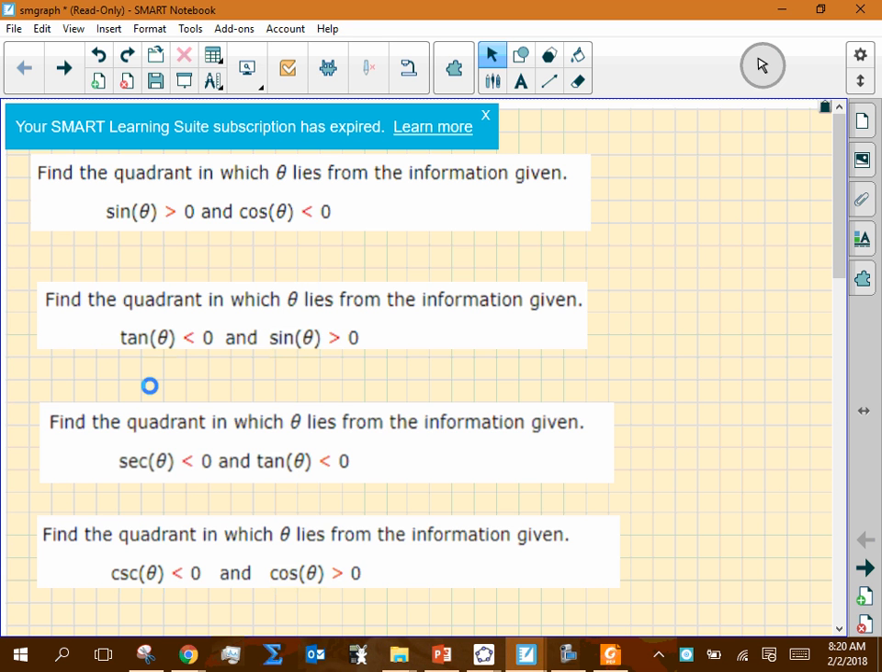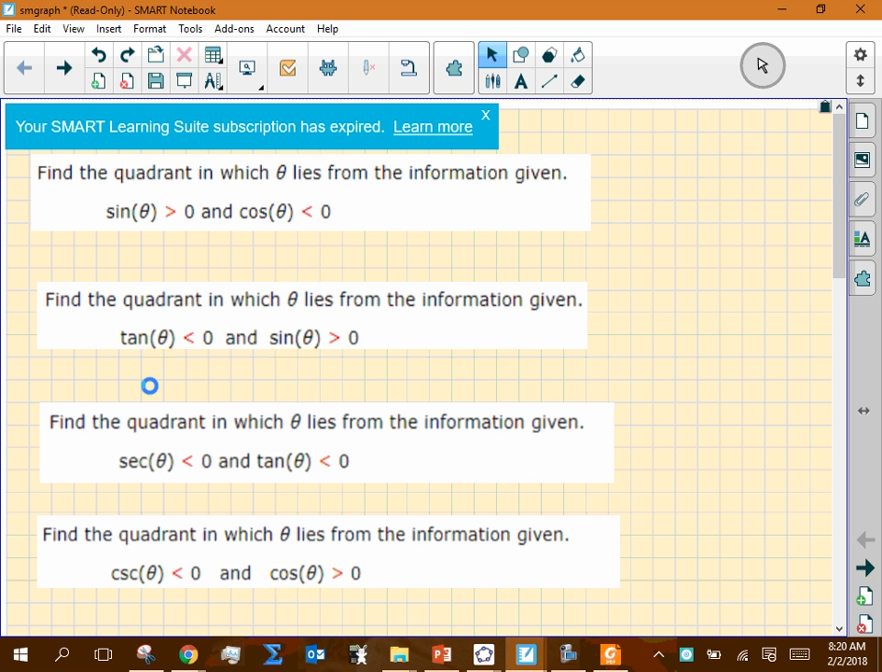But by them providing you one trig function, it should narrow things down to either the first and second quadrant, or the third and fourth quadrant, or maybe the first and fourth. And then the second trig ratio, the information they give you in that, should then eliminate one of those quadrants and then leave you with just the answer.